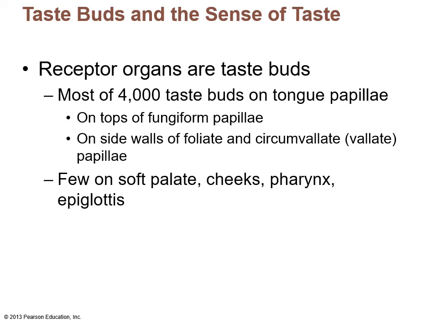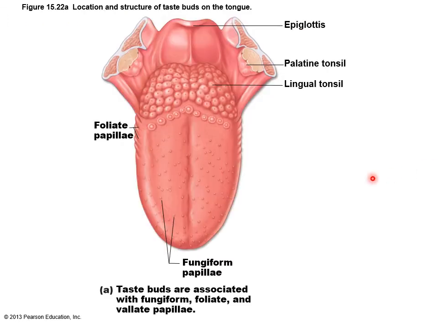There's a look at the tongue showing you fungiform papillae at the top, these linear shaped foliate papillae at the sides, and there's your circumvallate back here. Lingual tonsil is behind that V shape of your circumvallate papillae. Here's the palatine tonsil and the epiglottis.